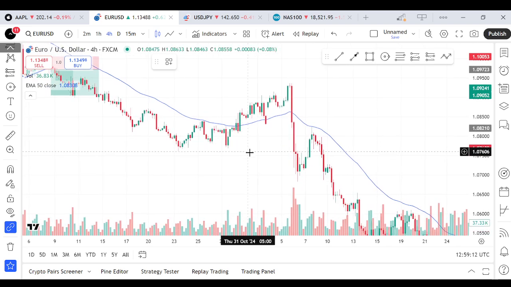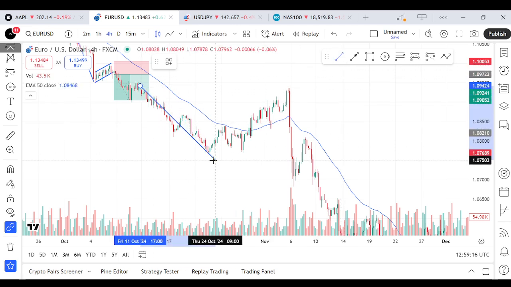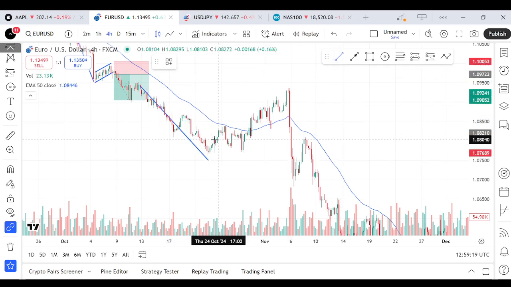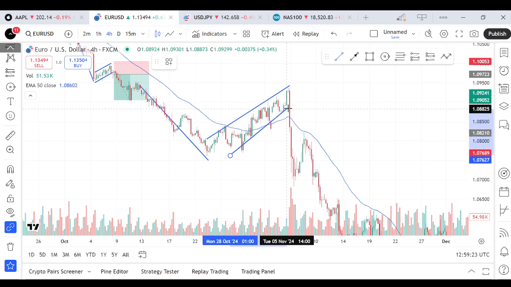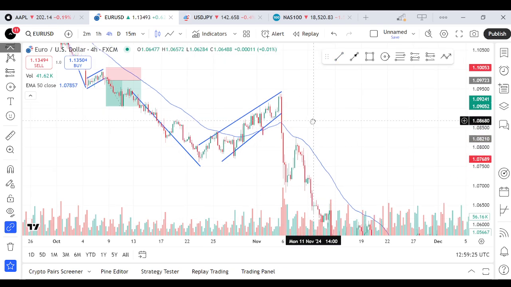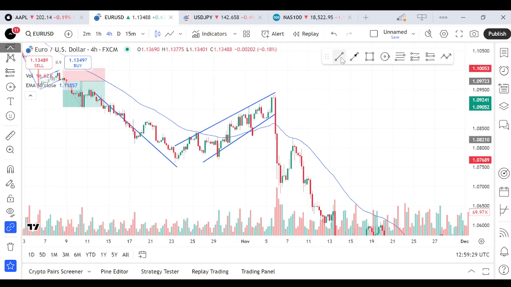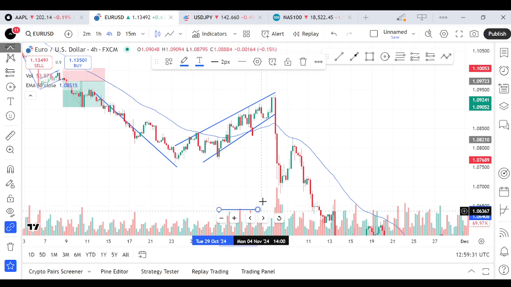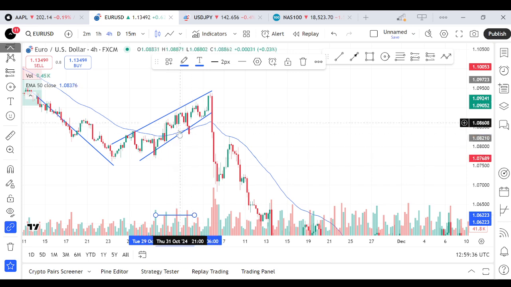We have another wonderful example here. This is a very good flag. We have the flagpole here, and we have the consolidation phase. Now we have price moving above the 50 period moving average, and we have low volume. See low volume here within this consolidation.